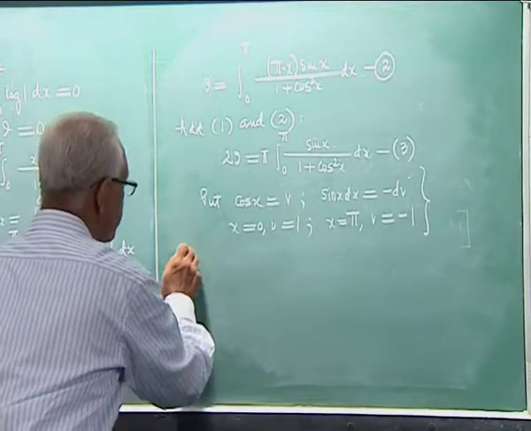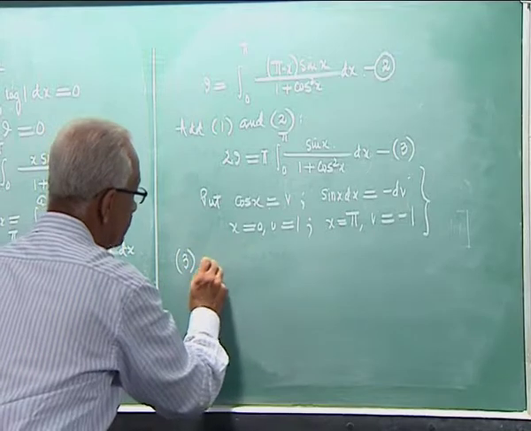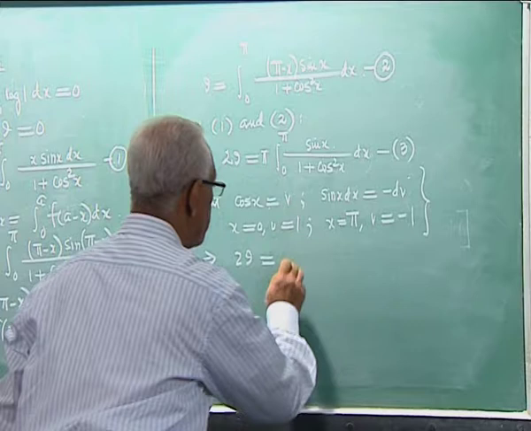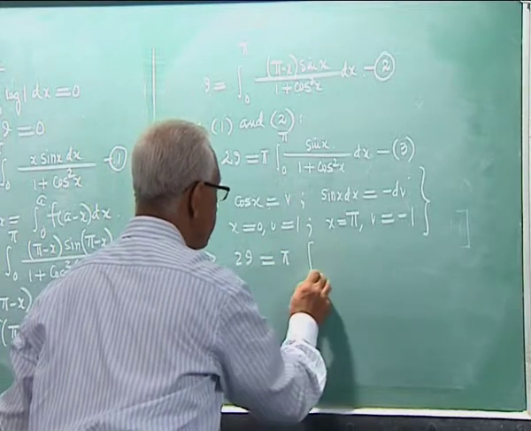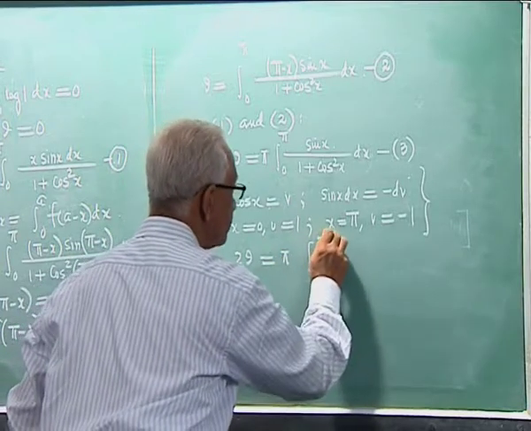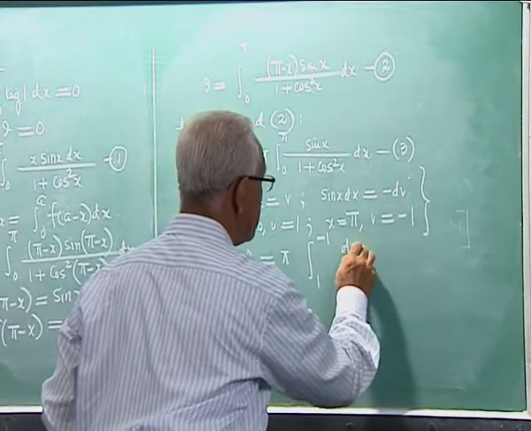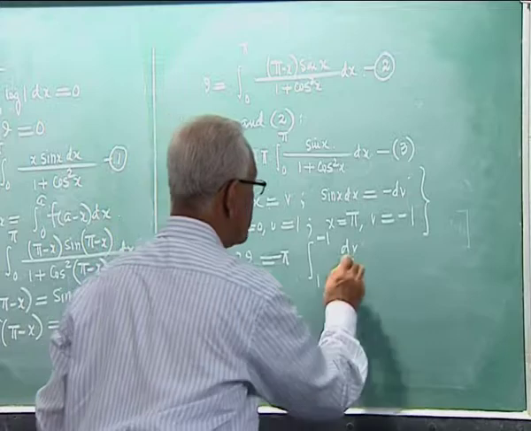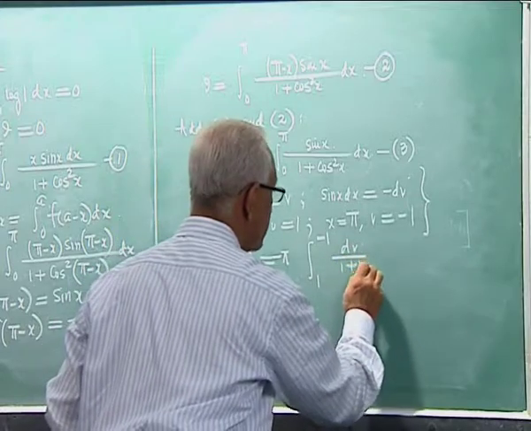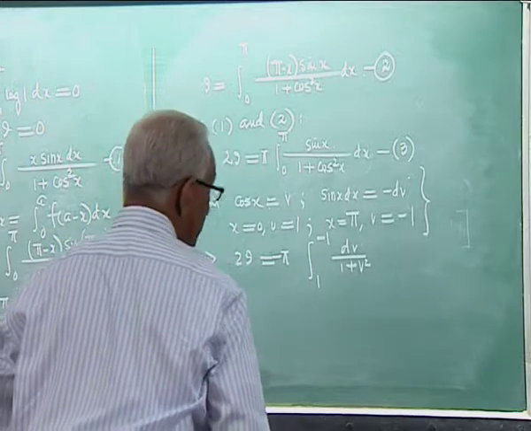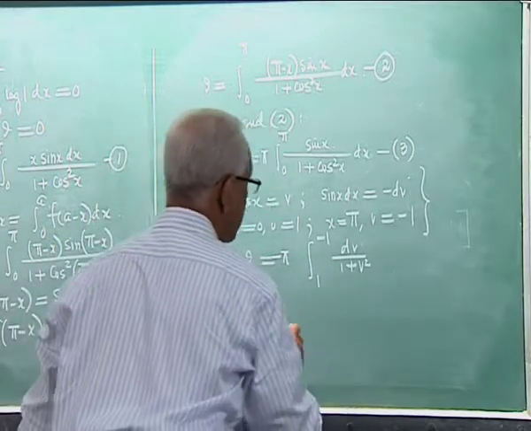2I continues, and therefore the third leaves us with 2 times the integral equal to pi remaining. For 0 I will have 1, and for pi I will have minus 1. This will become dv with a negative sign outside, upon 1 plus v square. That is easy now. This is the final that I have.